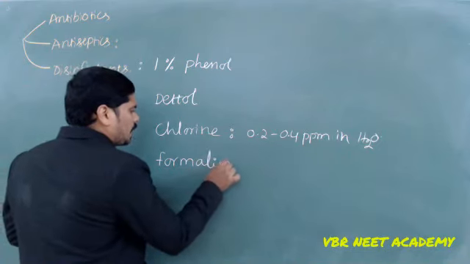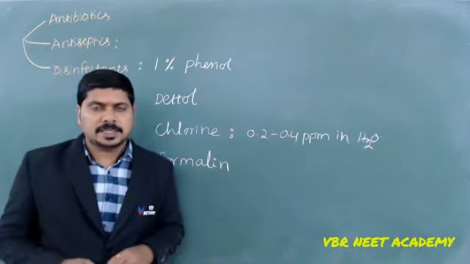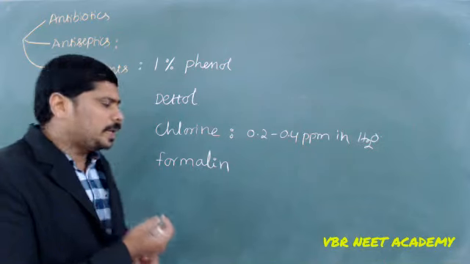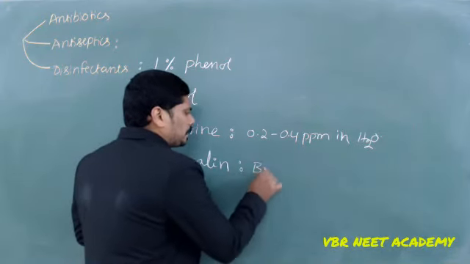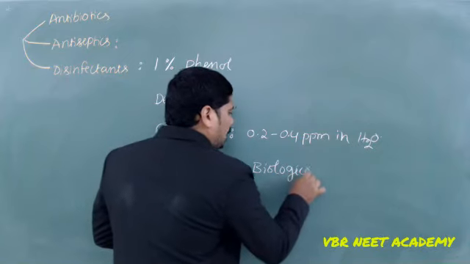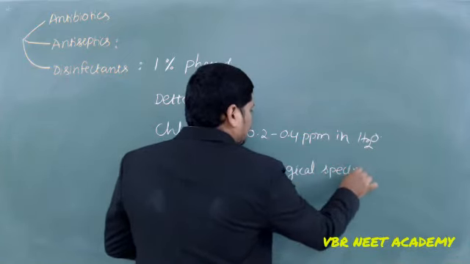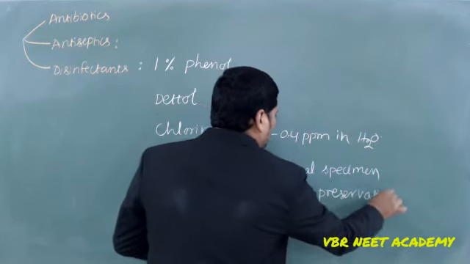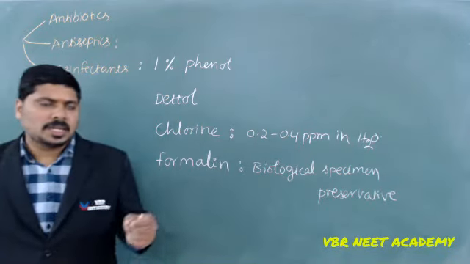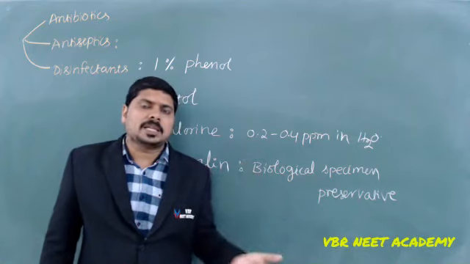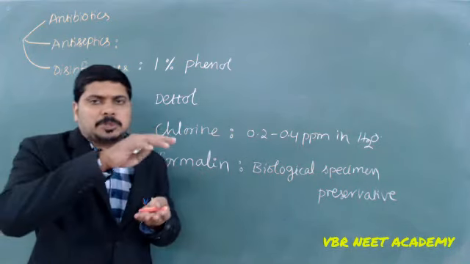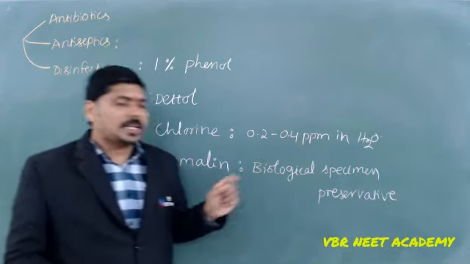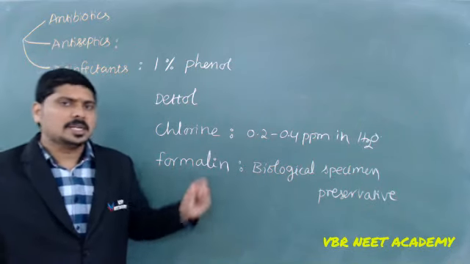Formalin. What is formalin? 40% formaldehyde is called formalin. That formalin acts as a biological specimen preservative. Whenever you see your bio laboratories, there we find specimens like animals or plants preserved in a bottle. If you observe what that bottle consists of, it's a formalin solution. That is 40% aqueous formaldehyde, called formalin solution.